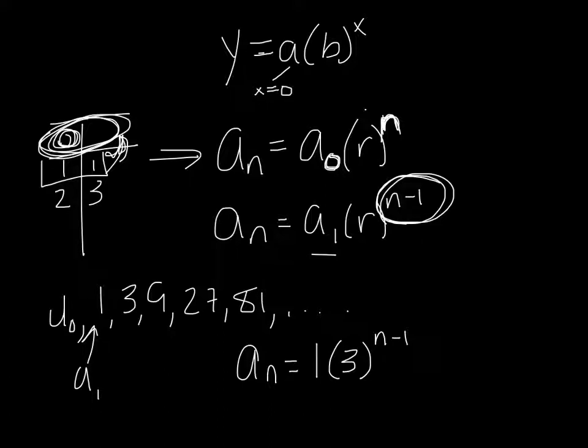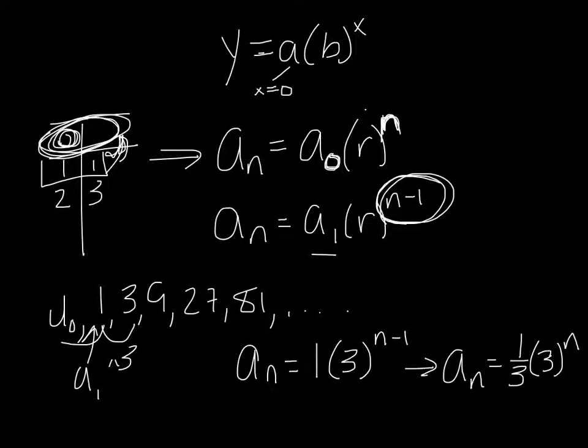Now if you really don't like that, and you want to be able to write with just an n, then we would have to write a sub n equals, and we have to go back 1. So, normally we'll multiply by 3. We're going to have to go back 1. We're going to have to divide by 3. So our a sub n then is 1/3 times 3 to the n.